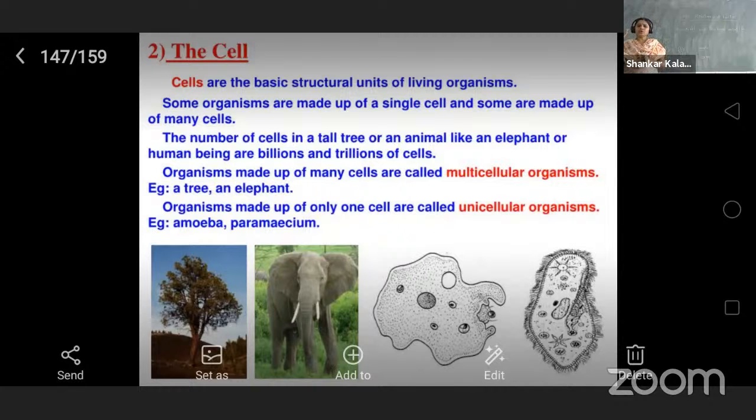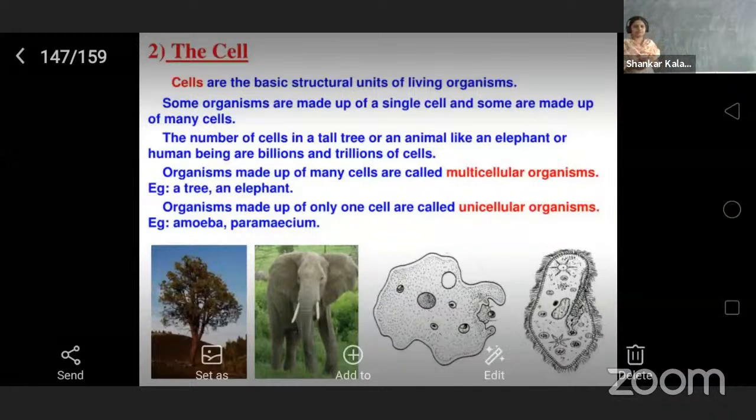Okay. So organisms made up of many cells are called multicellular organisms. If the organisms are having single cells, we call it unicellular. If they are having more cells, we say multicellular organisms. Multicellular organisms means animals, trees, plants will come. And the organisms made up of only one cell, we call unicellular organisms. For example, amoeba, paramecium.